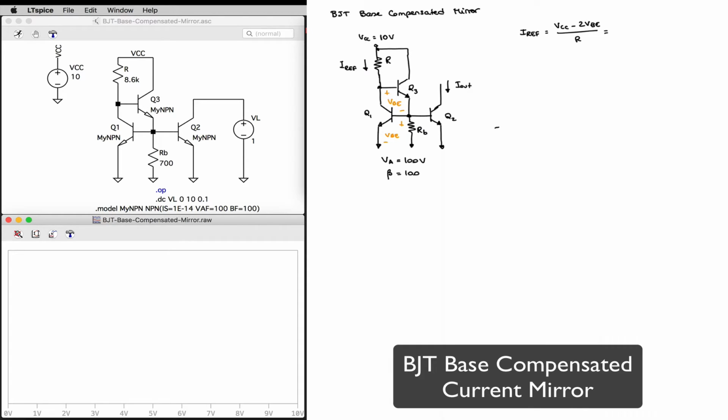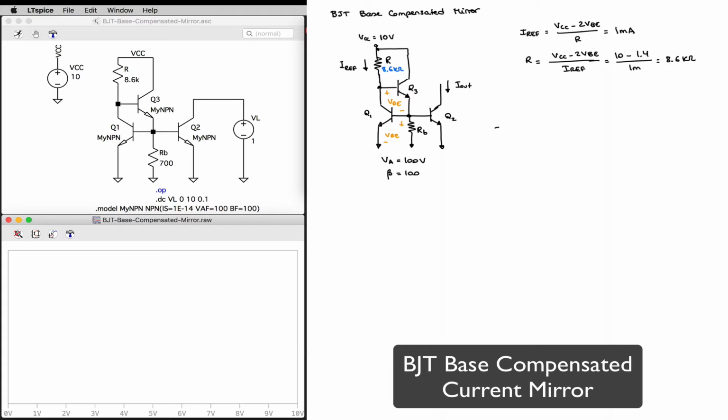Now imagine that I want my IREF to be equal to 1 milliamp, just as I did before. Then my resistor R is going to be equal to VCC minus 2 VBE divided by IREF, or 10 minus, let's assume VBE is 0.7 volts, so minus 2 VBE will be minus 1.4 volts divided by 1 milliamp. So this will be 8.6 kilo ohms. And that always gives us 1 milliamp flowing through transistor Q1, approximately 1 milliamp flowing through transistor Q2 as well.